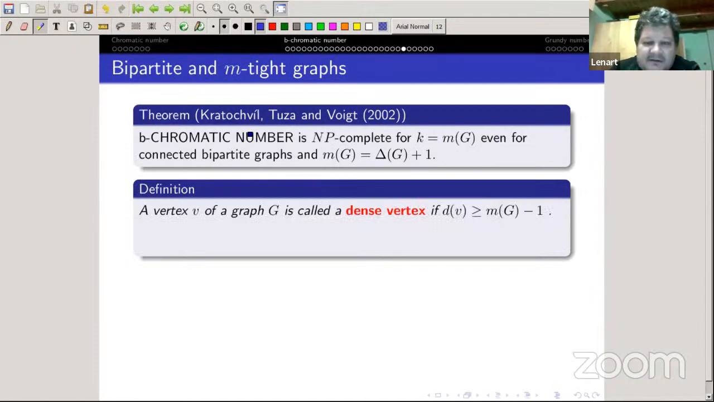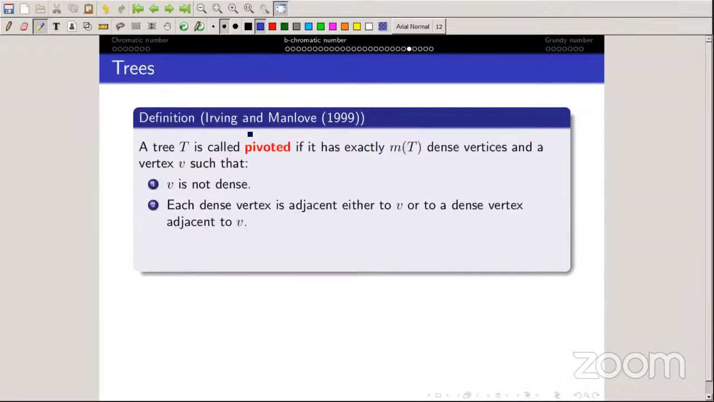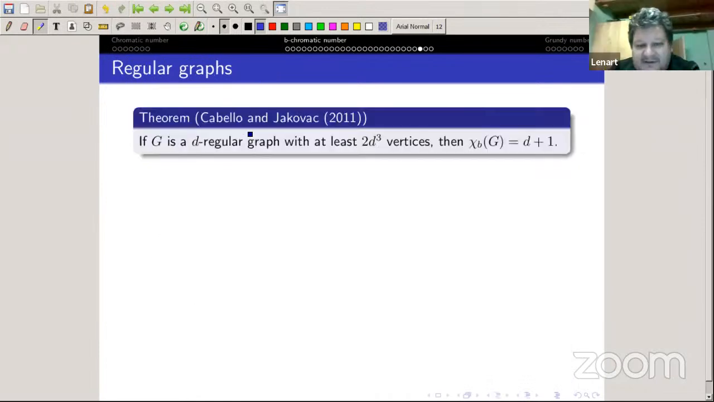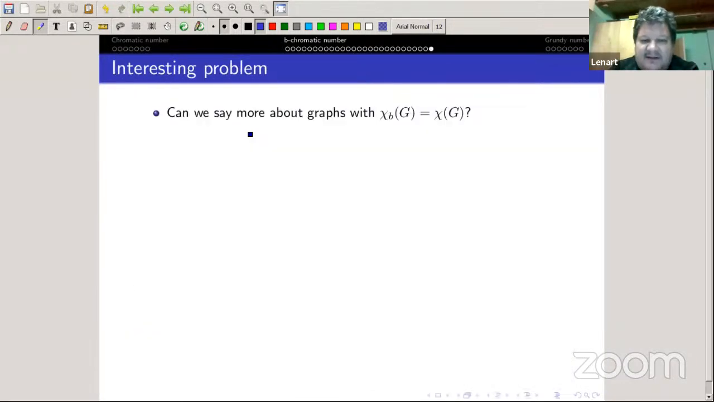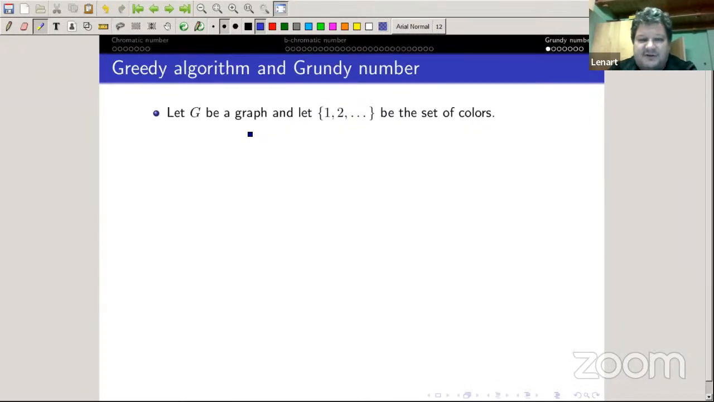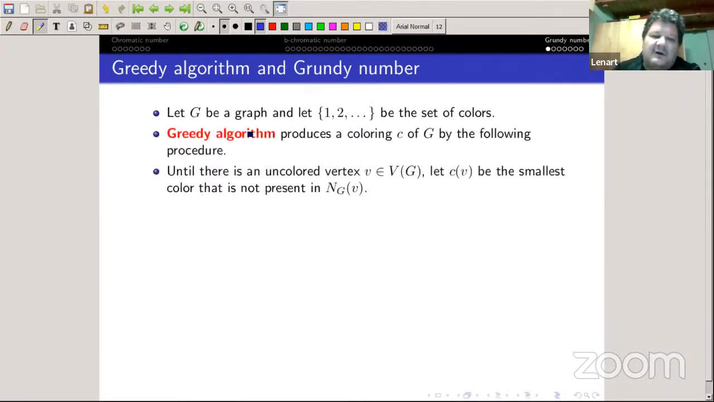Yes, thank you. So I will skip these facts; these are some results about the b-chromatic number, and I will skip them as mentioned. So let's go a little bit to the other procedure. The greedy algorithm produces a coloring as follows. Until we have an uncolored vertex, we give this uncolored vertex a color which is the smallest not present in its neighborhood.